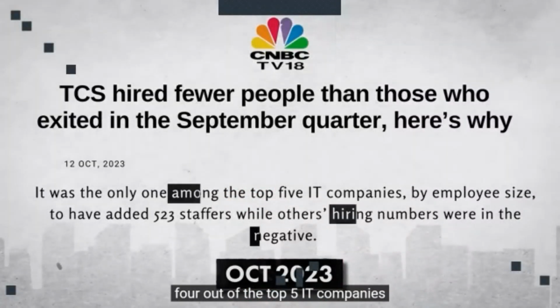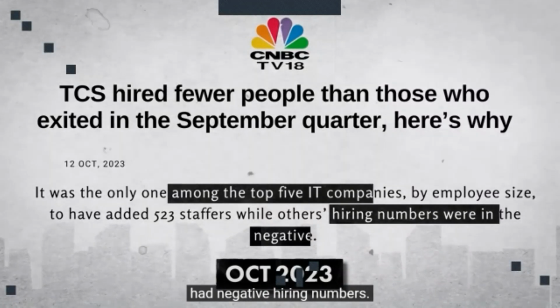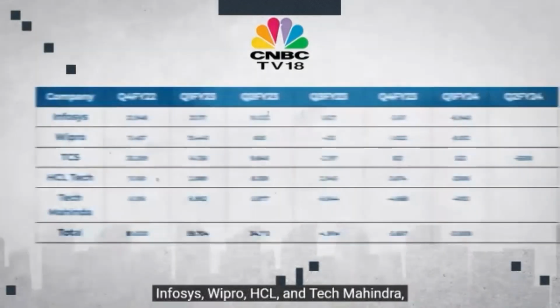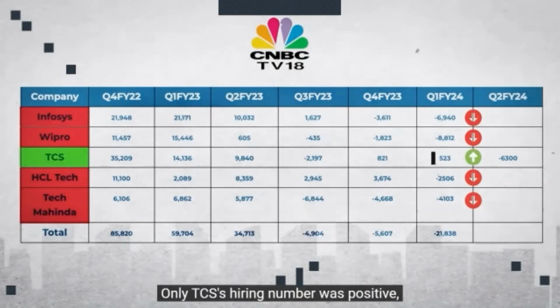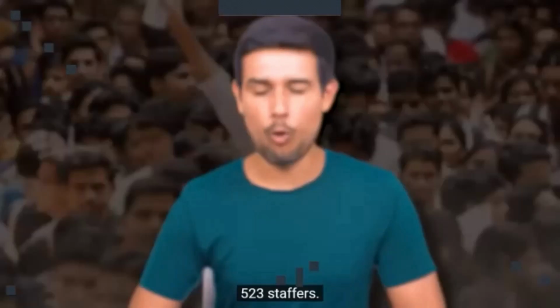अक्टूबर 2023, टॉप 5 में से 4 आईटी कंपनीज के हायरिंग नंबर्स नेगेटिव में गए हैं। इन्फोसिस, विप्रो, एचसीएल और टेक महिंद्रा सबके हायरिंग नंबर्स नेगेटिव में थे। सिर्फ टीसीएस के पॉजिटिव में थे, 523 स्टाफर्स। हो क्या रहा है यहाँ पर?